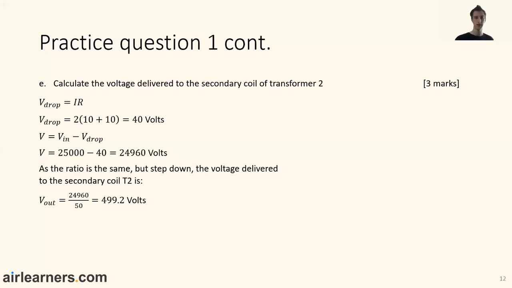So now that we have that question under wraps, mark allocation: you get 1 mark for your final answer. You get another mark for finding the voltage drop and finding the voltage into the first transformer. So that's pretty much how that works. Not too complicated, hopefully.